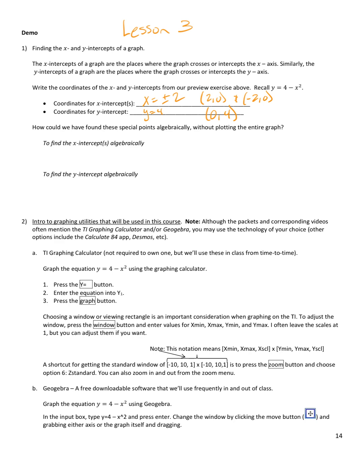Okay, so how could we have found these points algebraically if we had not looked at a graph in the preview exercises? So to find x-intercepts algebraically, you set the equation equal to 0. Set y equal to 0. So we would have 0 equals 4 minus x squared, and then we solve from there. So we would have x squared equals 4, which tells us that x equals plus or minus 2.